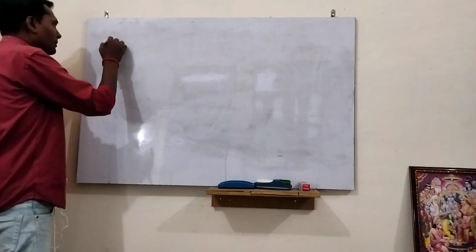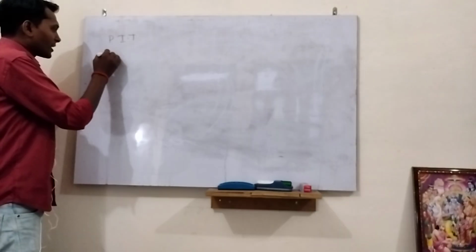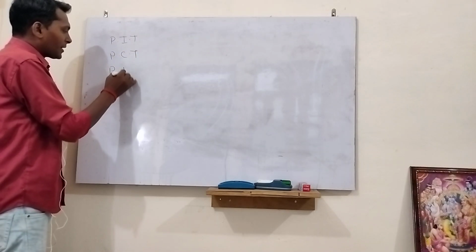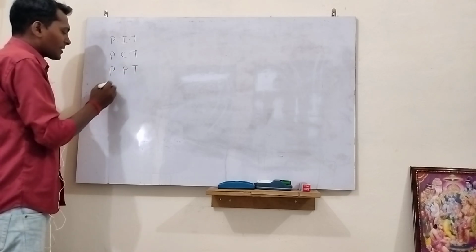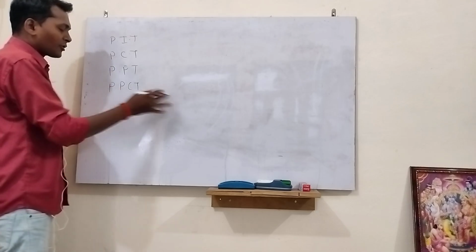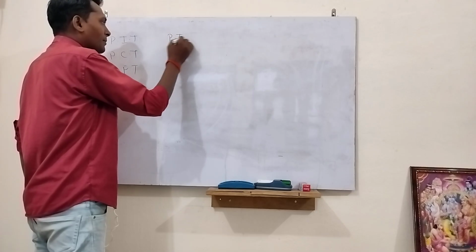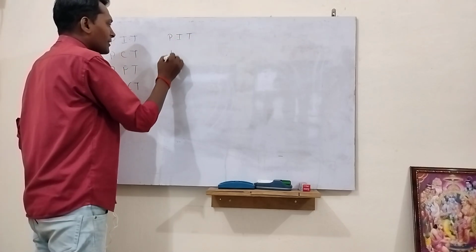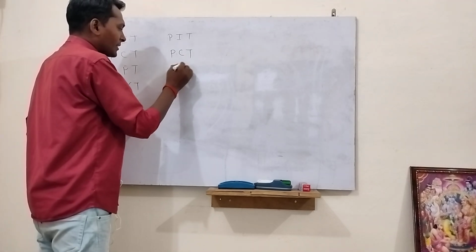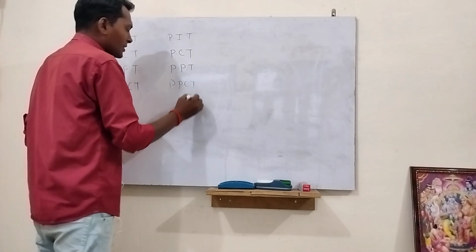So here is the present indefinite tense, PIT, in the simple form we can say. The second is PCD, and third is PPT, that is the present perfect tense, and the last one is PPCD, present perfect continuous tense. The second group is the past indefinite tense, then past continuous tense, then past perfect tense, and after that past perfect continuous tense.